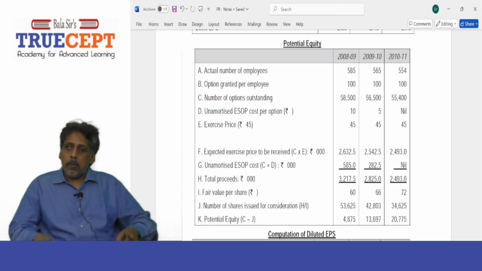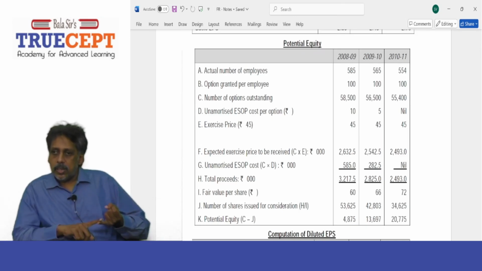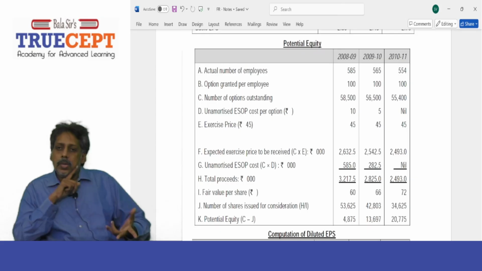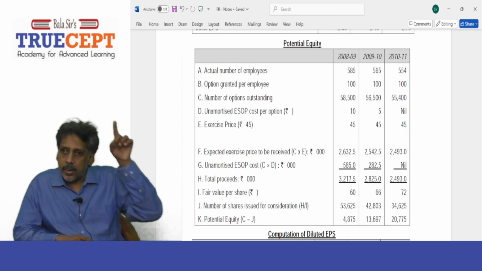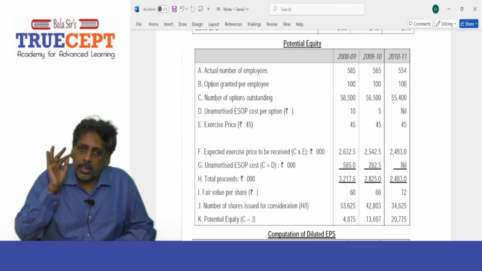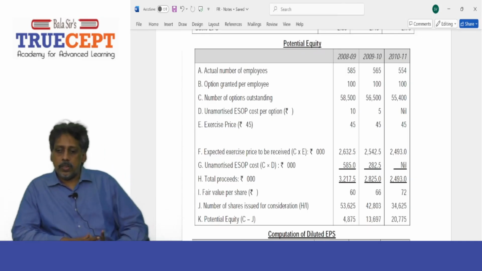That means, for the same amount of money, had your company issued shares at full market price, it would have issued only 53,625 shares. Exactly. But how many shares will be allotted? 58,500. The difference is like shares issued for no consideration. That will cause dilution. What is the difference? 4,875. For year 1.